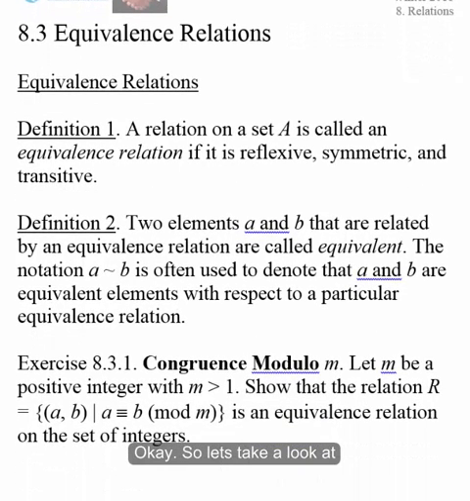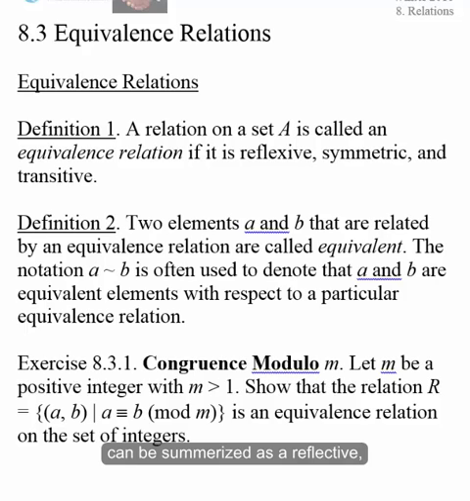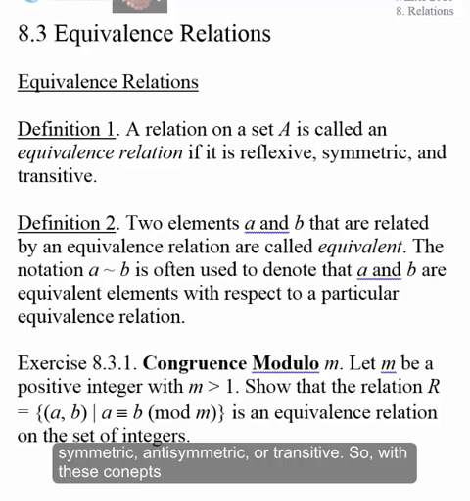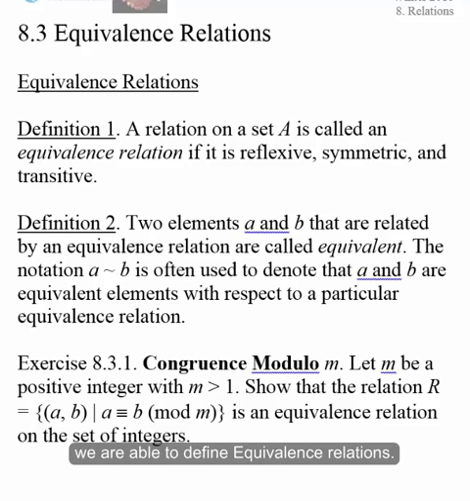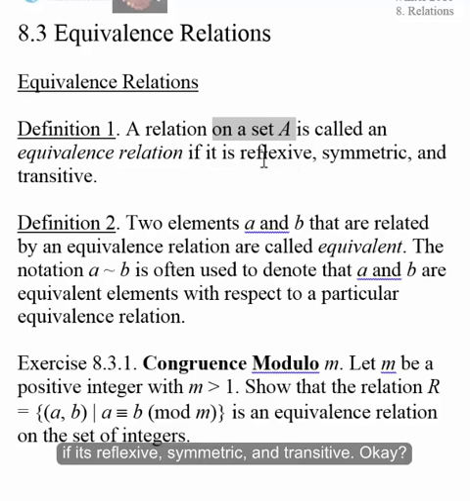So let's take a look at equivalence relations. We know now that the properties of relations can be summarized as reflexive, symmetric, antisymmetric, or transitive. Using these concepts, we are able to define equivalence relations. A relation on a set, remember, is again on a set A, the same set, is called an equivalence relation if it's reflexive, symmetric, and transitive.